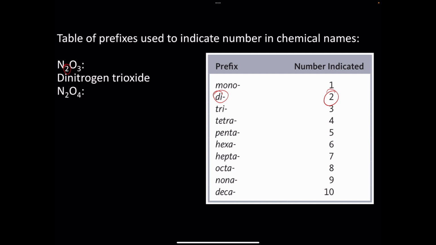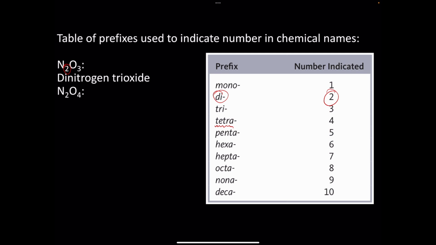Okay, here's another one. N2O4, we still have the 2 N's at the beginning, but now we have 4 oxygen atoms, so it's still dinitrogen, but instead of tri, it's going to be tetra, which is a little interesting. We often think about 4 as quad, like quadrupedal or something like that. Something walks on 4 legs, or even like we call ATVs quads a lot of times because they have 4 wheels.